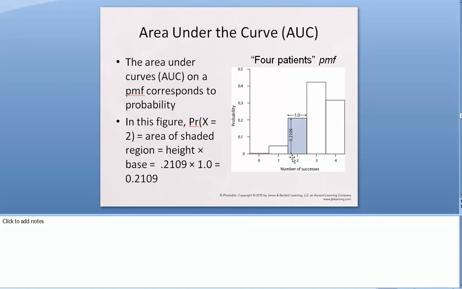Typically the horizontal width is scaled to be 1. So all that matters is, okay, PMF is actually the probability value. PMF, the probability mass function, is the probability that x is exactly equal to that particular value. So in here it is 2. So the probability that x equals 2 is 0.2109.